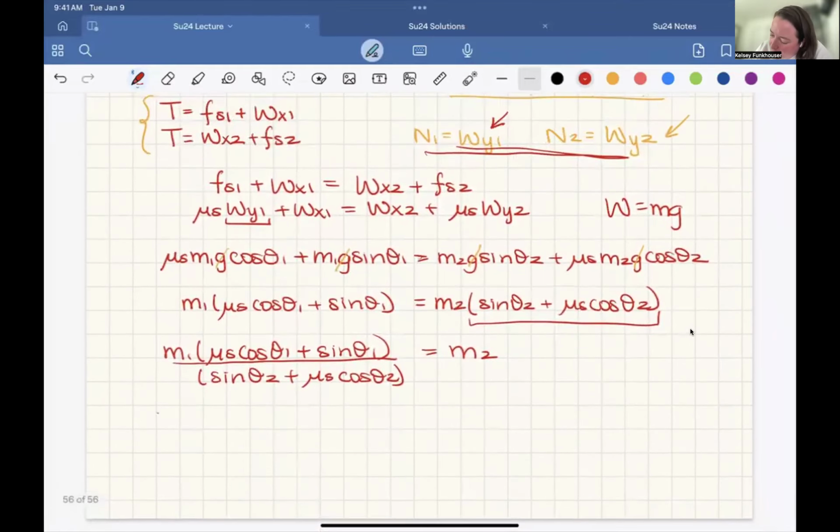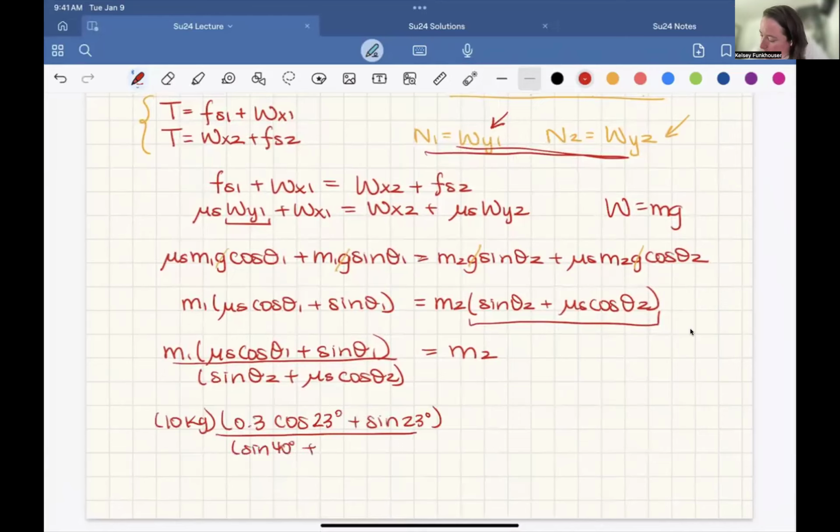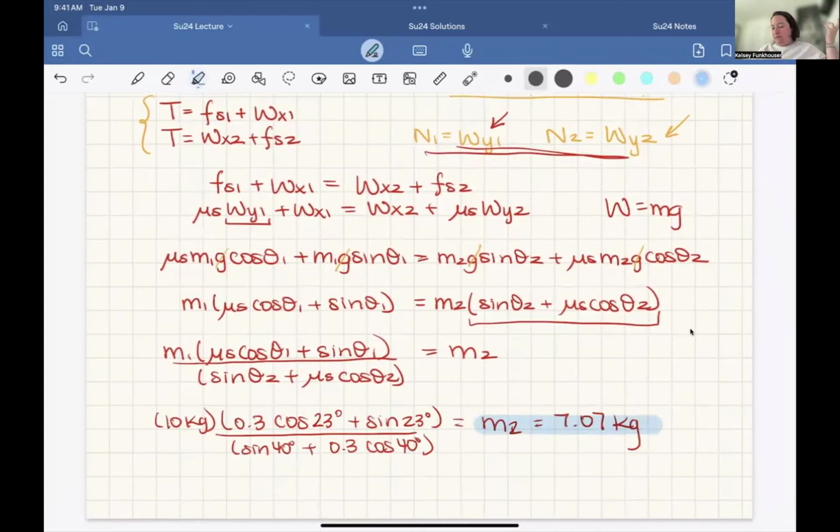We're almost out of space. 10 kilograms and 0.3 for the coefficient, cosine of 23 degrees plus sine of 23 degrees. And then this whole thing divided by sine of 40 degrees plus 0.3 for the coefficient times cosine of 40 degrees for mass 2. And what we get for this is 7.07 kilograms. So that is what we get for mass 2 in this example.